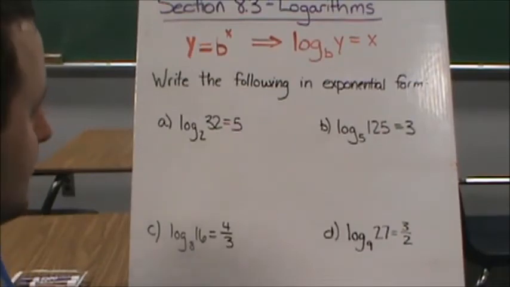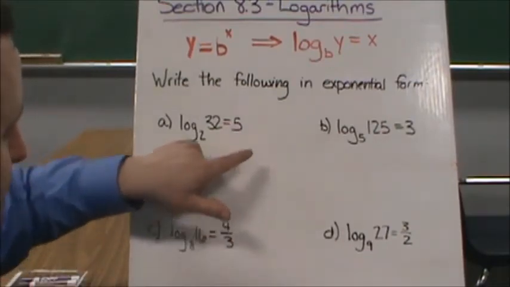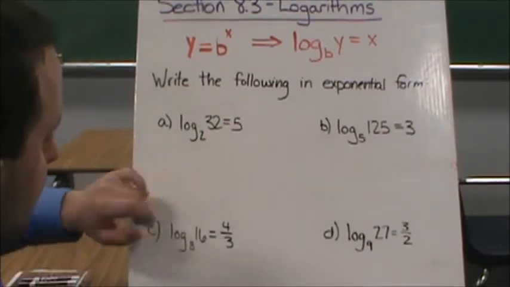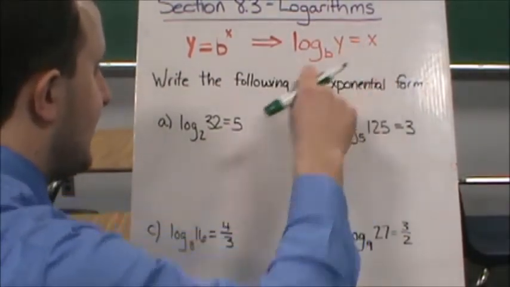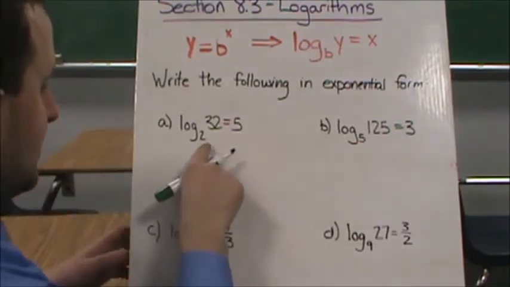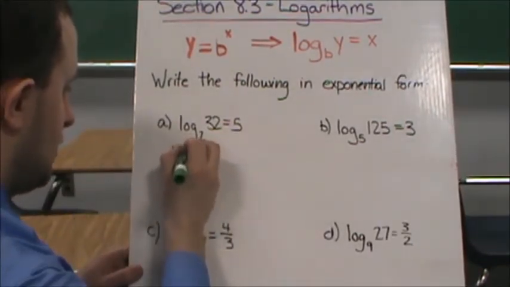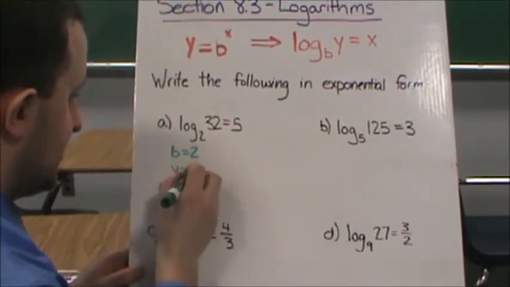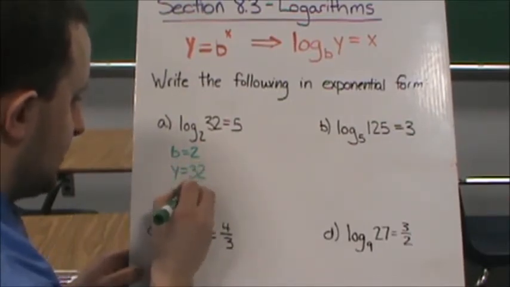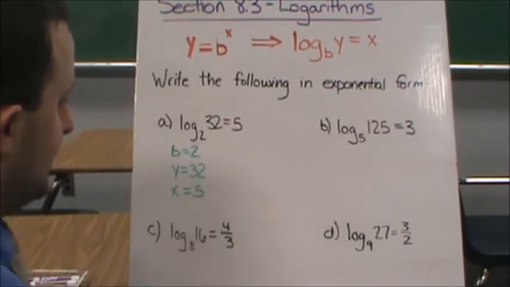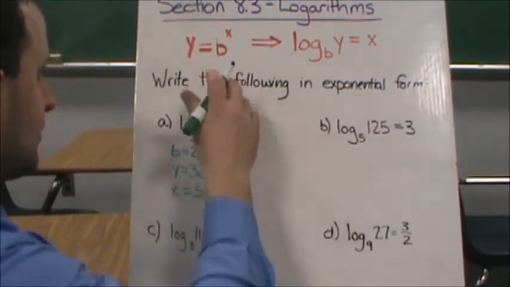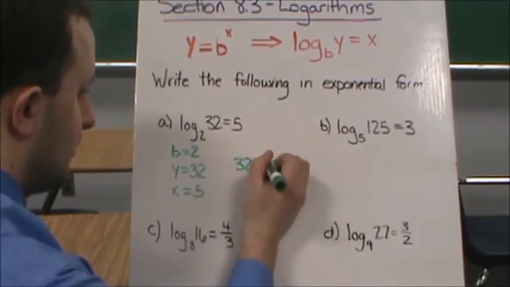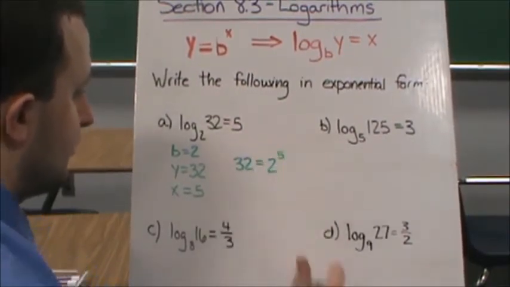So now we want to convert logarithmic form into exponential form. Well, just think about it. All we have to do is just identify our b, y, and x. In this case, we have our b is equal to 2, our y is equal to 32, and our x is equal to 5. So knowing that, we can just plug all these numbers back into our exponential form to get 32 equals 2 to the 5th power.